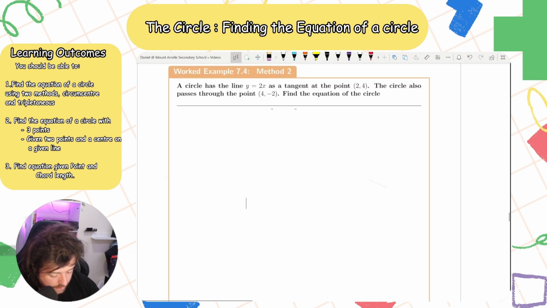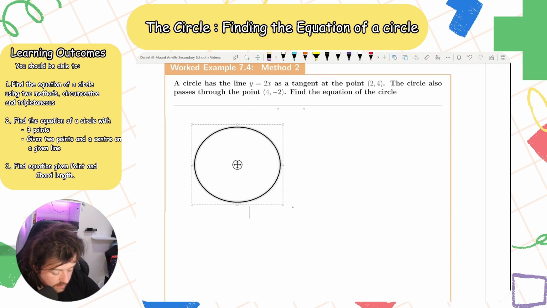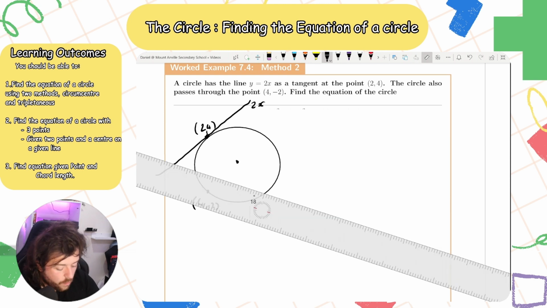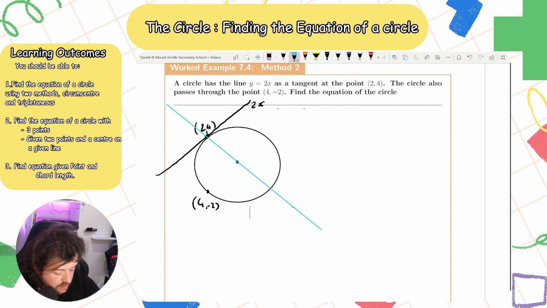So again, let's just draw a quick sketch here. This is the exact same question I did before. Line, this is 2, 4. Then the point 4, minus 2 is here. Now, I only really have 2 points, but what I do have here is if I find the equation of this line, I know that goes through my center, and my center of any circle is minus g, minus f, right? So I'm going to use that information.